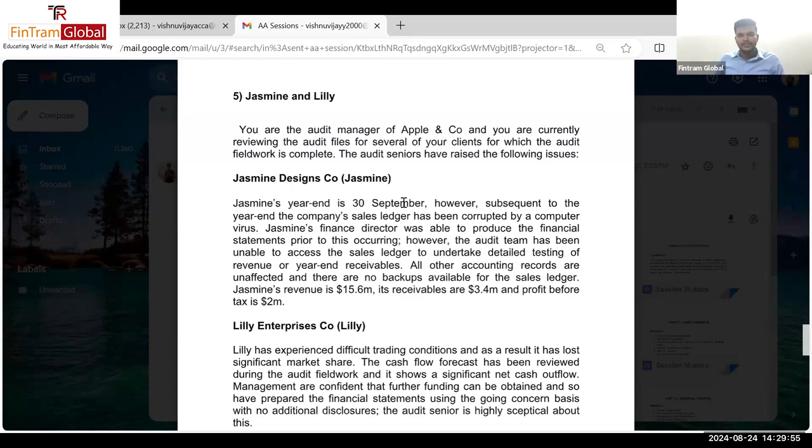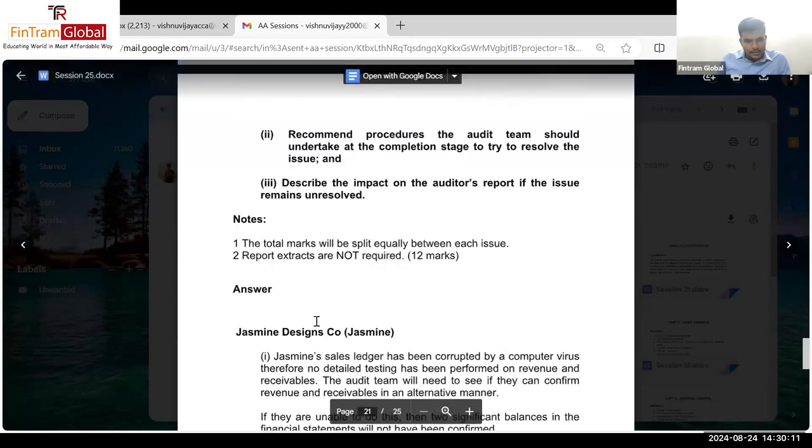So it's around 21% of total revenue, right? The receivable balance is around 21% of total revenue. Okay, so therefore it's definitely material. Right, we're sure of that. And secondly, what else needs to be done?